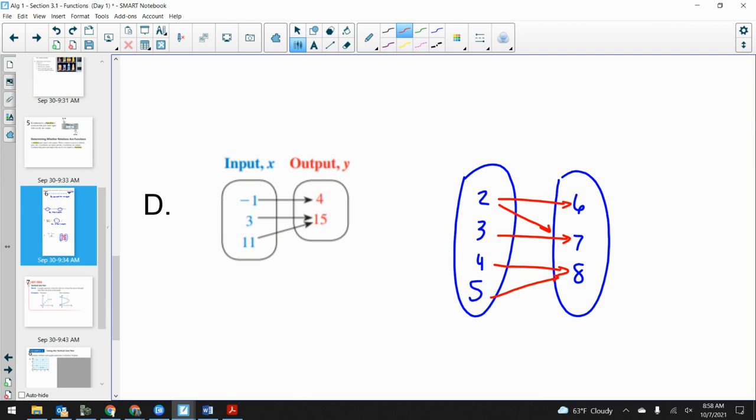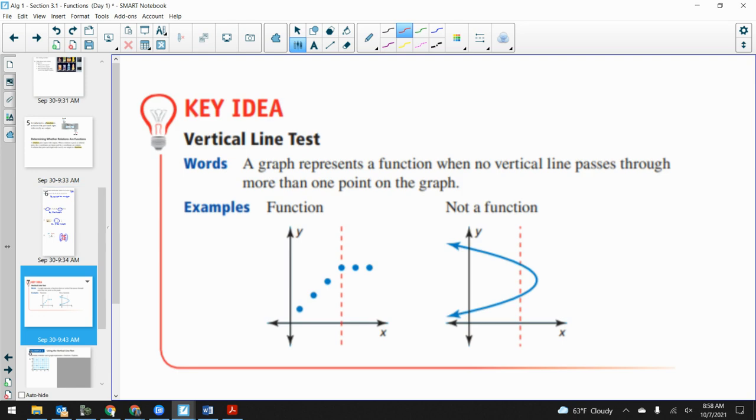So we've talked about our definition of a function. We talked about it in logical terms. We talked about it with coordinates. We talked about it on tables. We talked about mapping diagrams. And now we're going to talk about it in terms of a graph. What does this look like visually? What does this look like in terms of a graph?